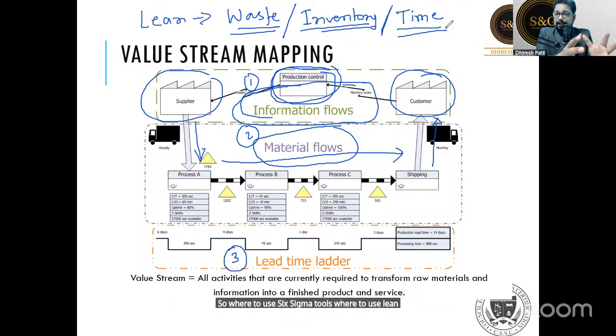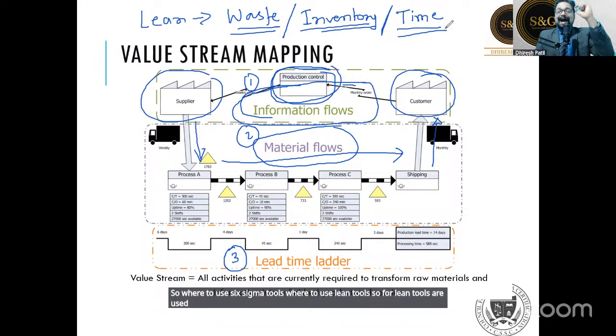Lean tools are used whenever you want to eliminate unwanted waste, inventory you want to reduce, or anything related to time, any project related to time. If you want to reduce cycle time, lead time, downtime, anything related to time, then lean tools are used, where value stream mapping is very, very important.